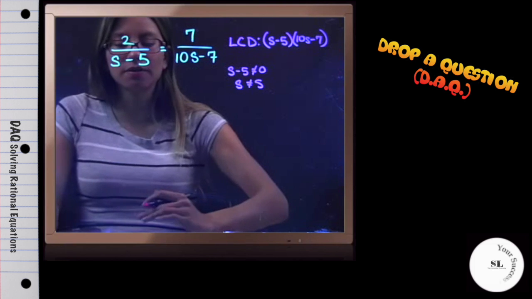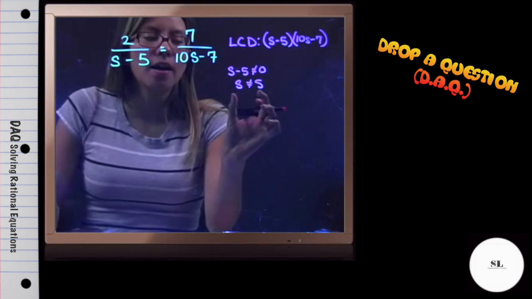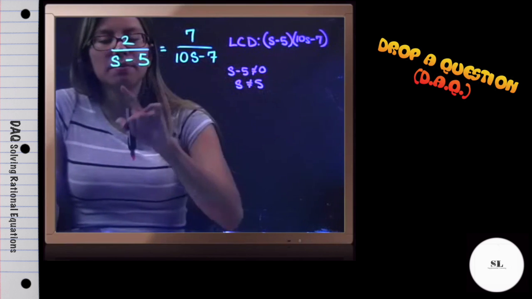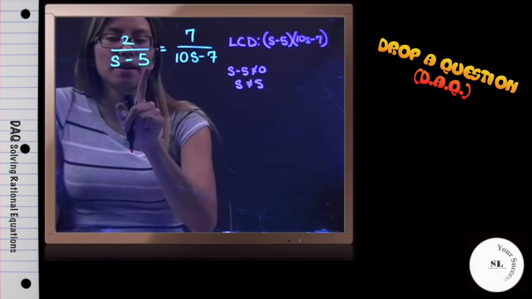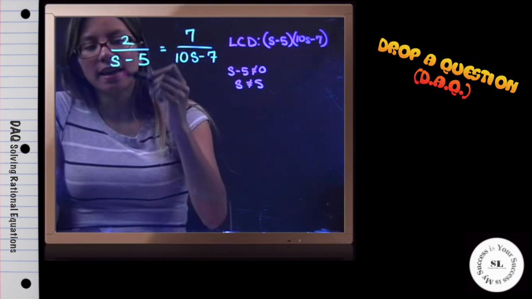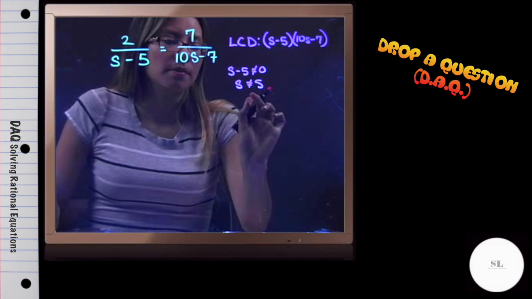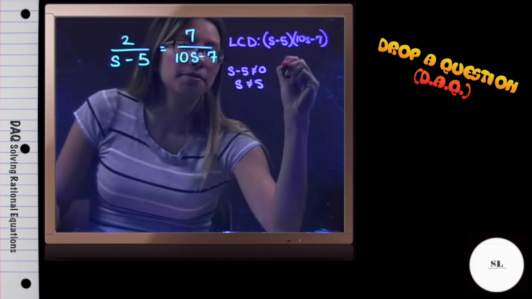When I'm finished solving for this, I need to double check my answer and make sure it's not equal to 5, because when I plug in 5 here, 5 minus 5 will be 0, and I can't divide by 0. So we need to make sure that our answer is not 5.